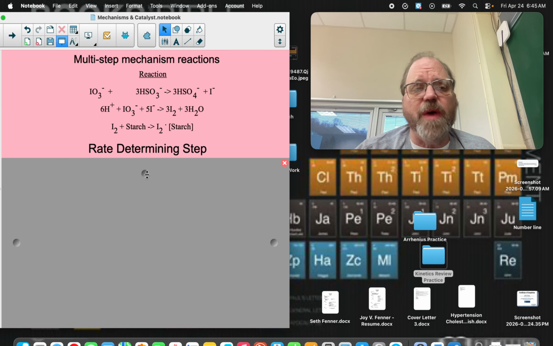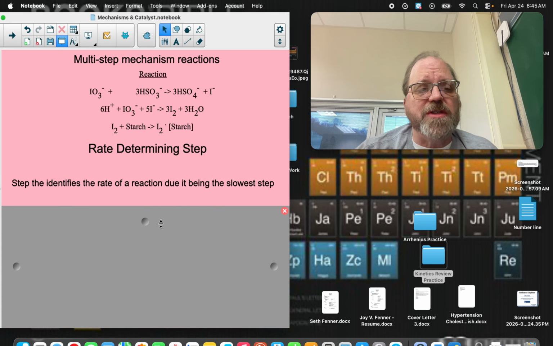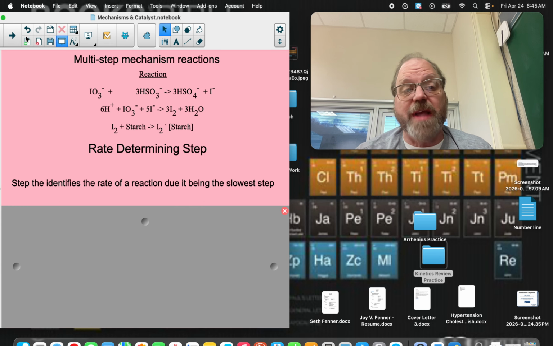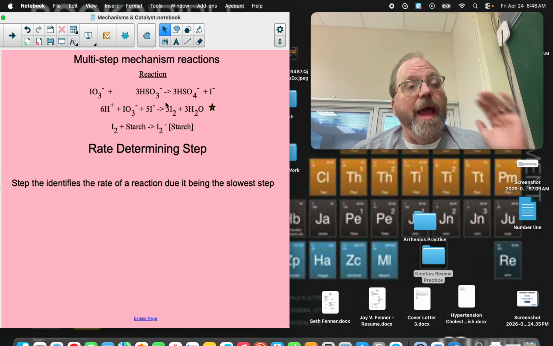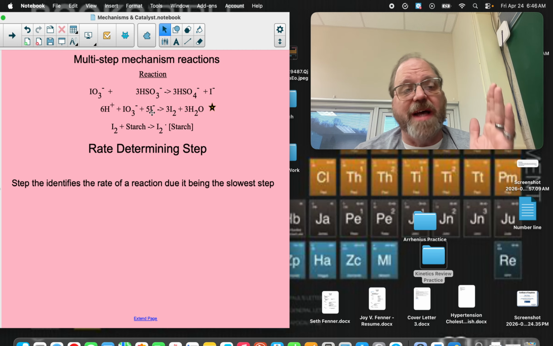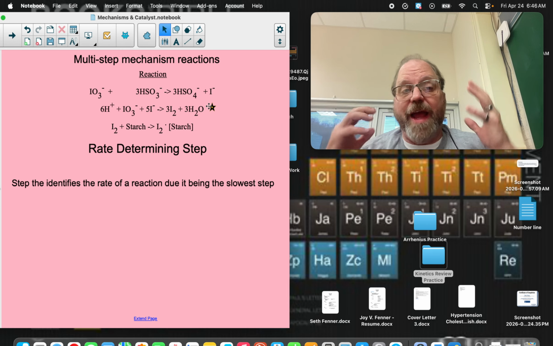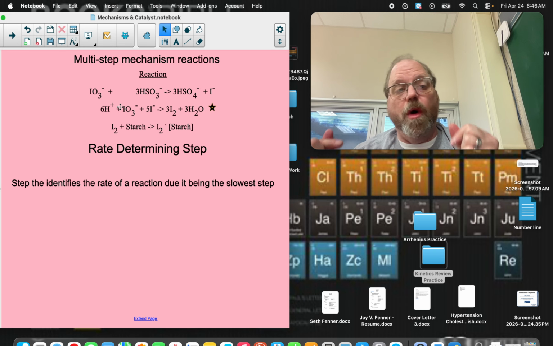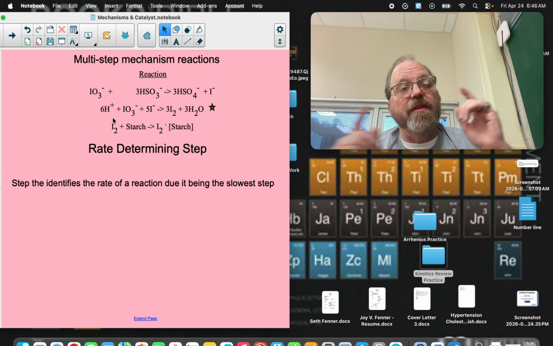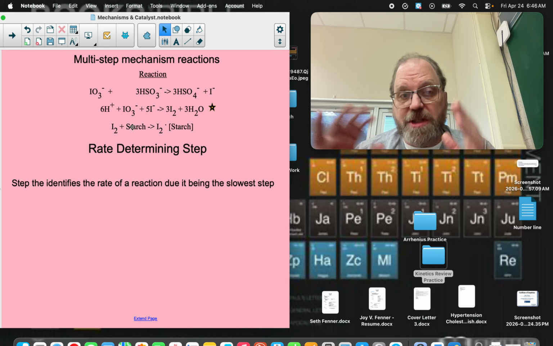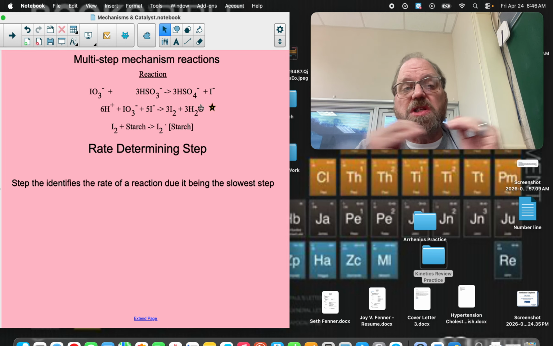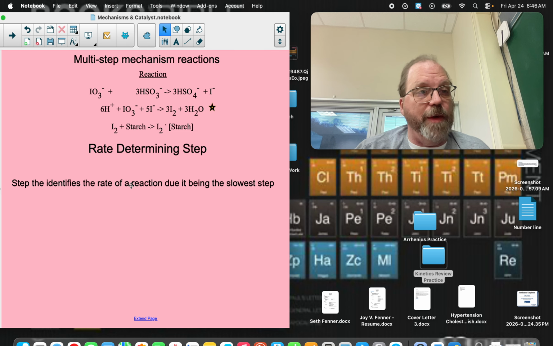And we have what's referred to as a rate determining step. What is a rate determining step? The step that identifies the rate of reaction due to it being the slowest step. So of these three steps here, the iodate plus the bisulfite, the hydrogen ion plus the iodate plus the iodide, or the iodine plus the starch, which is my rate determining step? In this case, it's that second step. The formation of the bisulfate and the formation of the blue-black complex are almost instantaneous. The slow step is that iodine formation. So that's referred to as the rate determining step.